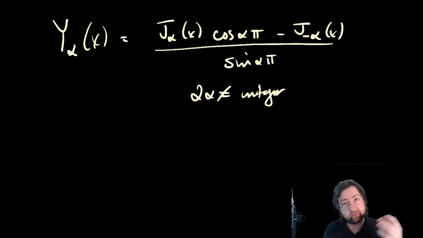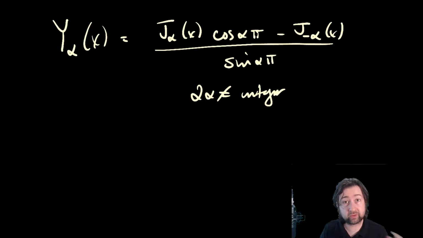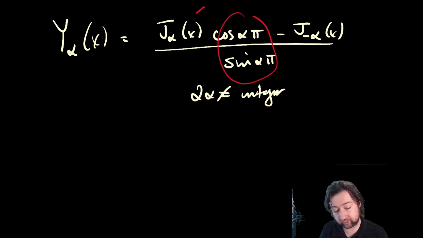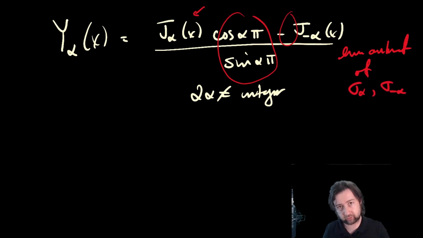And the reason that we have to set it up in this bizarre way with this linear combination, you should see here that this is a constant times the first solution minus a different constant times the second solution. So this is a linear combination of J alpha and J minus alpha, which means it is itself a solution.